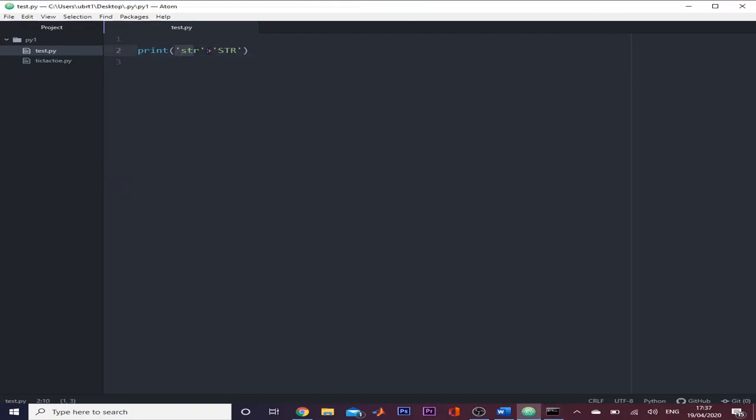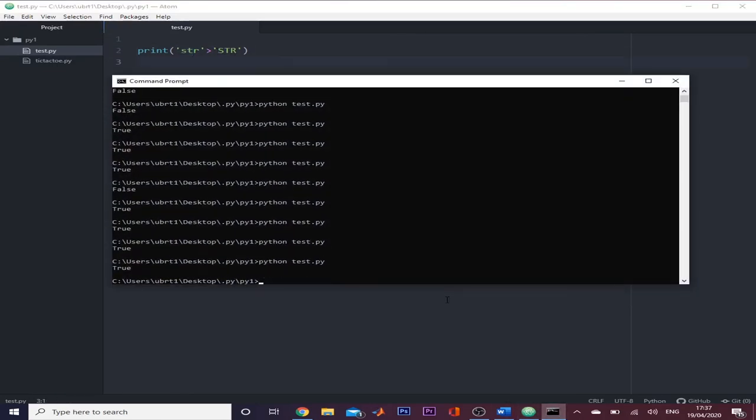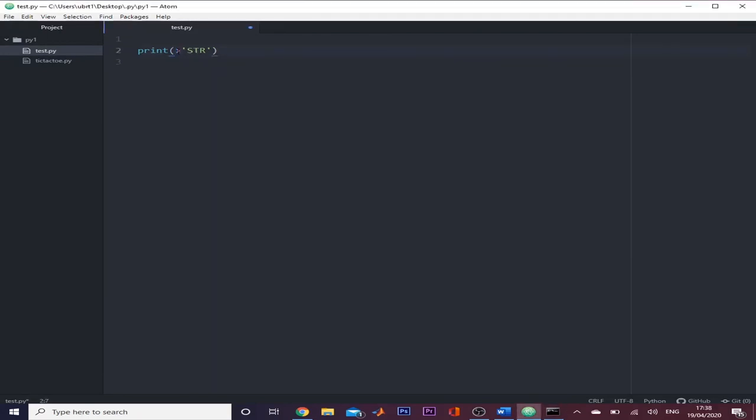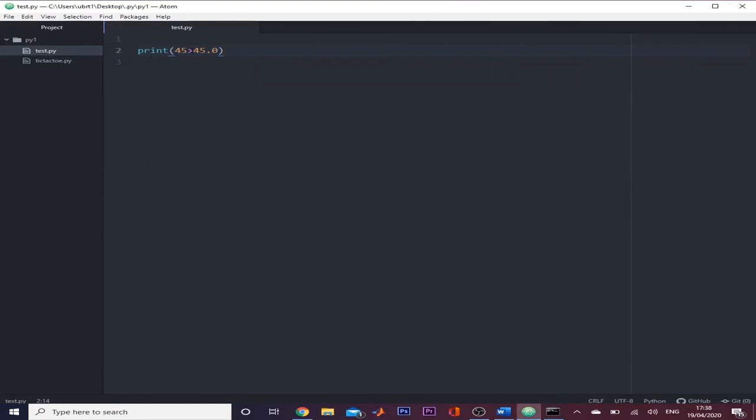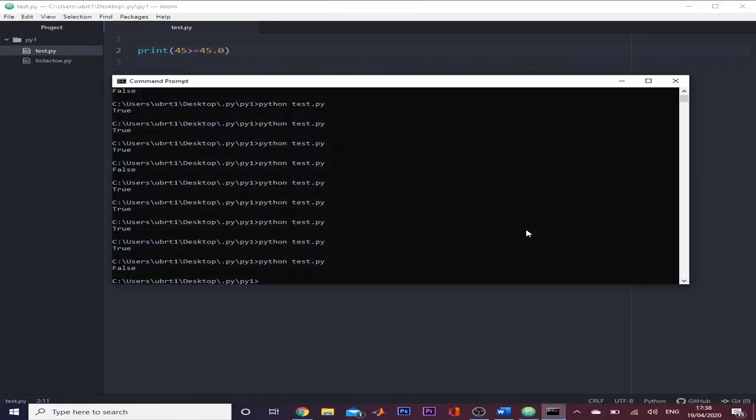So if we compare the lowercase str with the uppercase str, it gives us a true, as the smaller case are greater because the capital letters come before the lowercase letters. So this is true. Now if we compare integer values like 45 and a float 45.0, then the answer will be false because they are both same, no one is greater. So if we write here equal sign, now they will give us a true because they are equal.